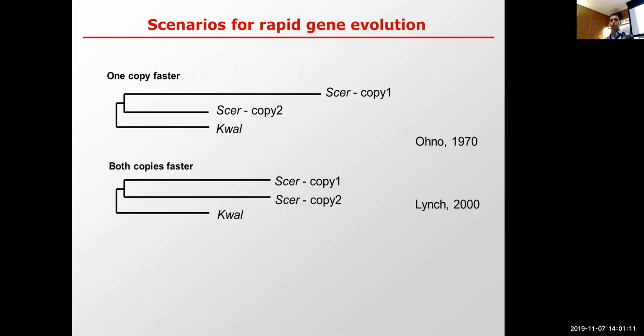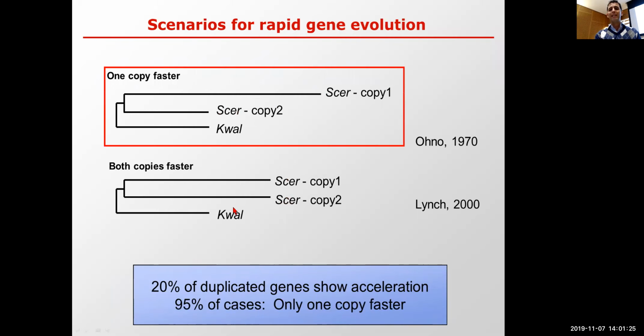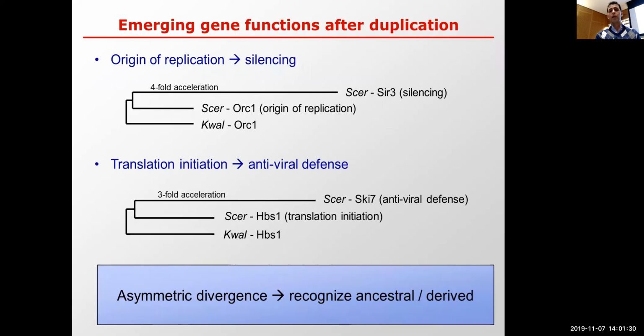So that's exactly what we're going to do, and look for evidence of one copy evolving faster or both copies evolving faster. And what you find is that 20% of the duplicated genes show acceleration, and in 95% of cases, only one copy evolves faster. And that basically argues for a model of subfunctionalization, where only one of the two copies takes the new function, whereas the other one preserves the old function.